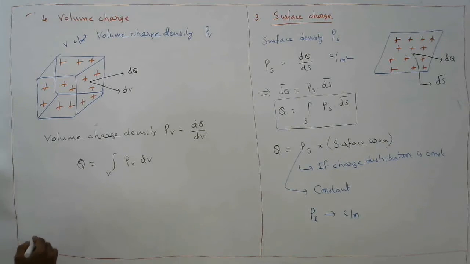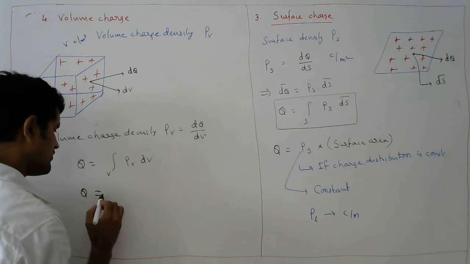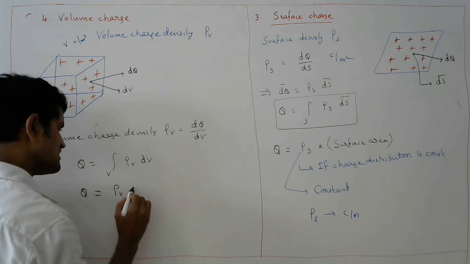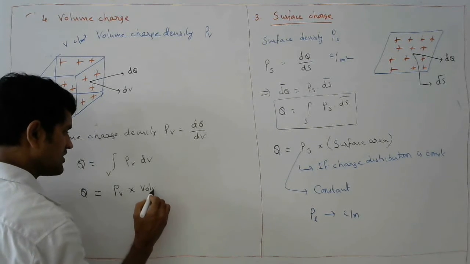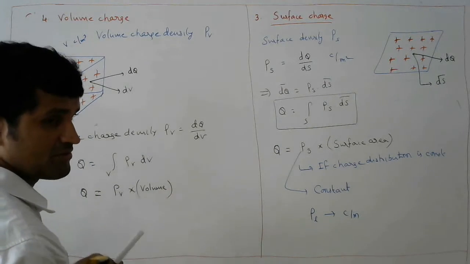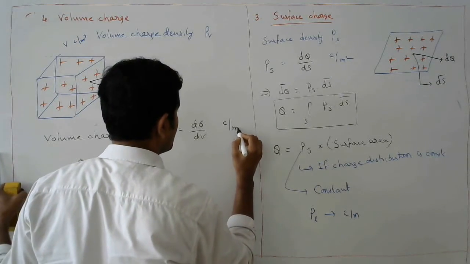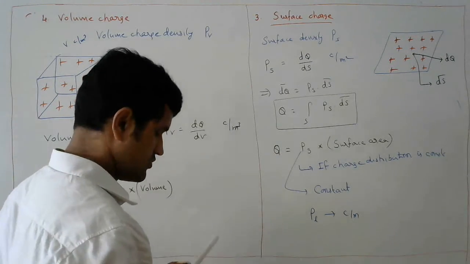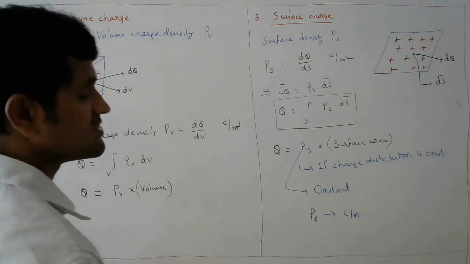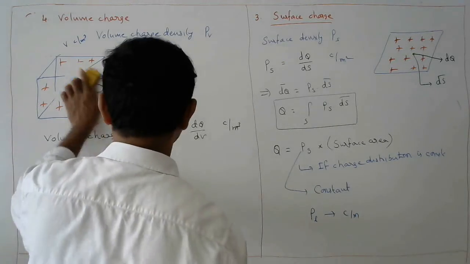Use this formula. And also, if our charge density is constant throughout the volume, then charge is equal to volume charge density into the volume of the given medium. The unit for volume charge density is coulombs per meter cubed. This is about the charge distribution. So now one problem, a simple concept.